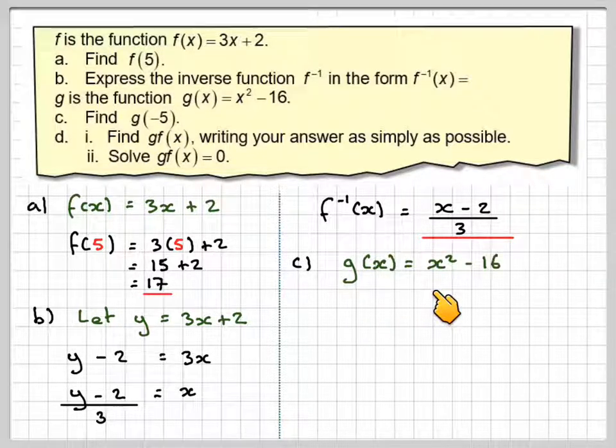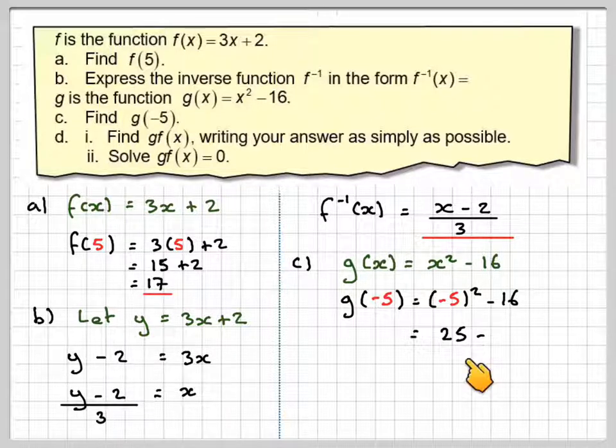g of x is equal to x squared minus 16. We have to find g of minus 5. Now when you're substituting in negative numbers, it's best to use brackets. So we get minus 5 squared. Otherwise, you might be tempted to say that this is actually equal to minus 25, which is not true. Minus 5 times minus 5 is actually 25. So we'll take away 16. So minus 5 all squared minus 16 is 25 minus 16. 25 minus 16 is 9.